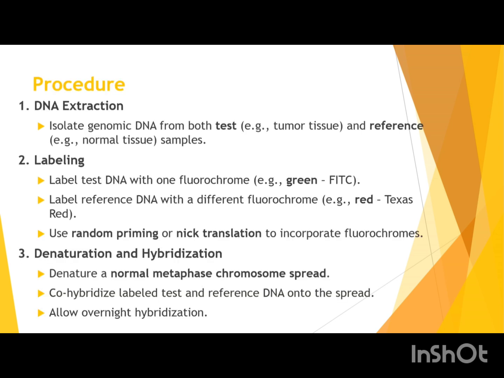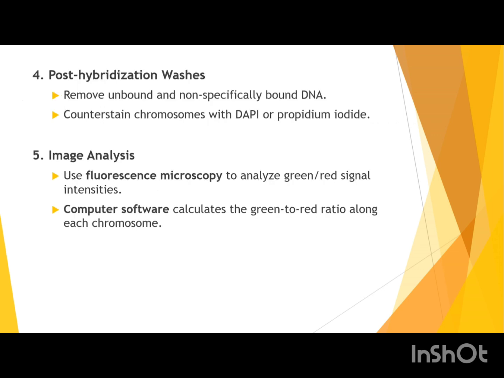So I want to revise it again. First you have to take the DNAs from the samples, that is, the tumor cells or the reference cells. Then you have to label them. After labeling you have to denature. Then we go with hybridization. After hybridization we do post-hybridization washes, and then we counterstain with propidium iodide or DAPI. Then we do the image analysis. After image analysis we go on to the results to get a green to red ratio.